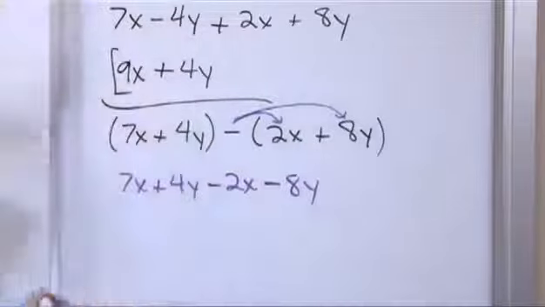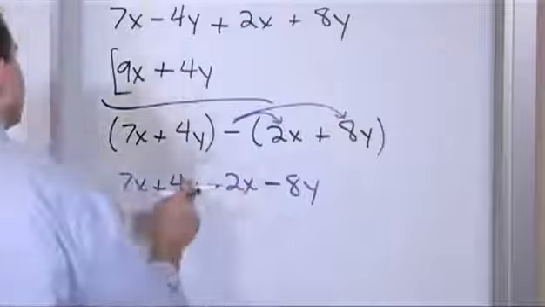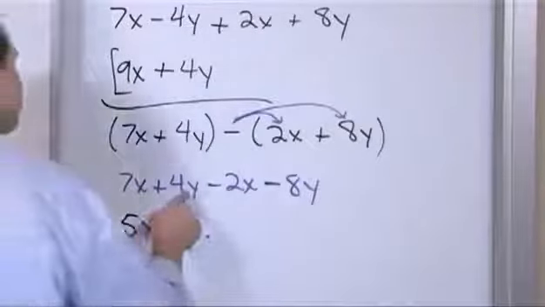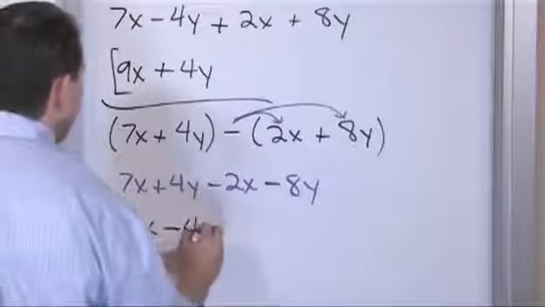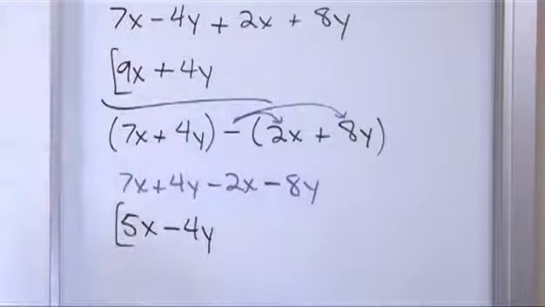And now I've removed everything, put it on the same level, and now I just scan for like terms. Here I have x and x. 7 minus 2 is 5. Got to bring x along for the ride. 4y minus 8y, I'm going to have a minus 4y because I have 4 minus 8 here. So I have 5x minus 4y.